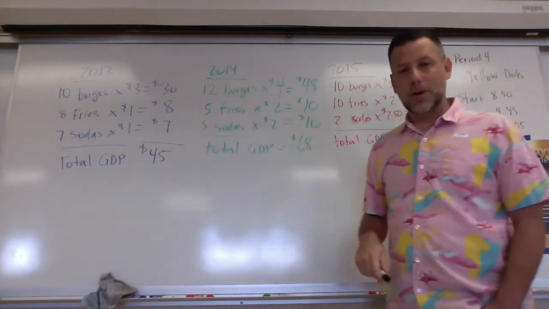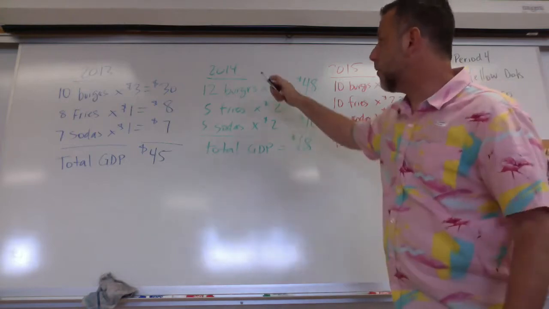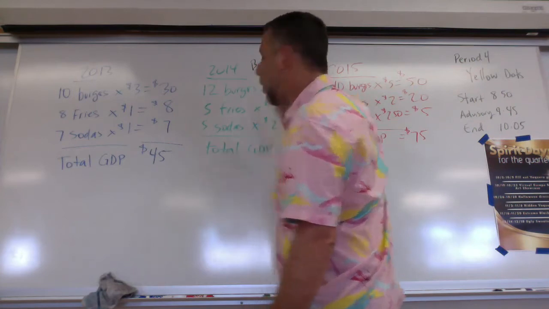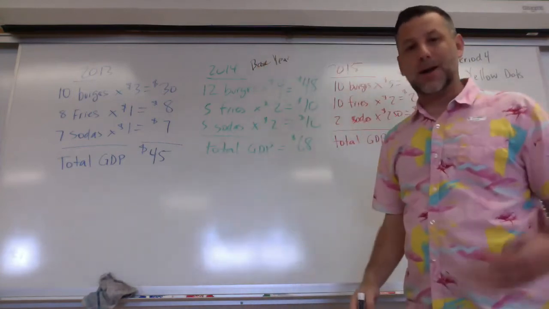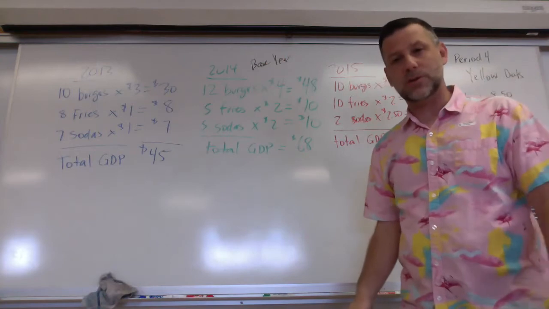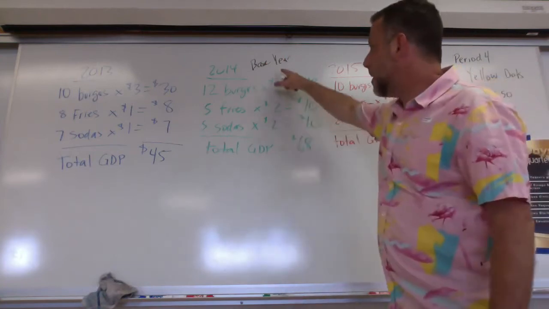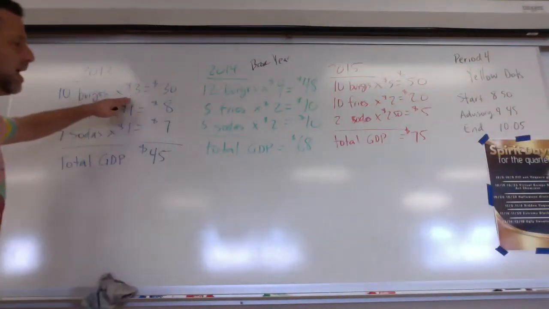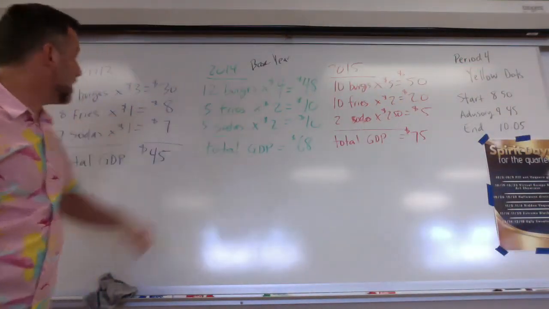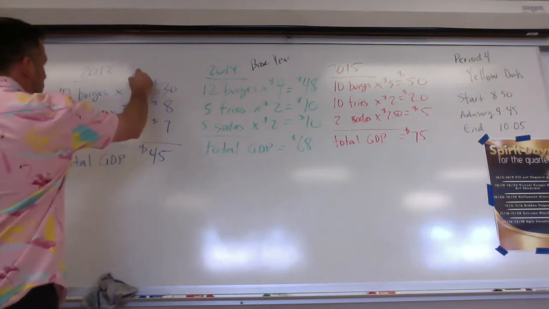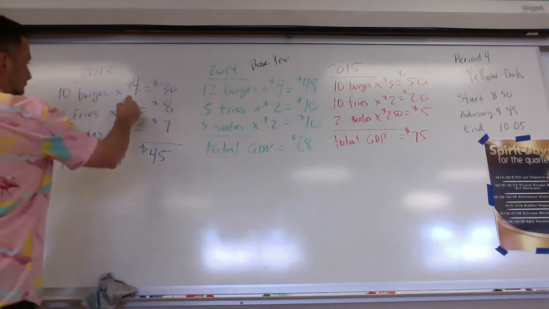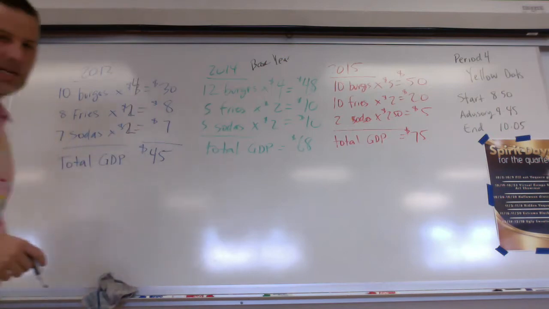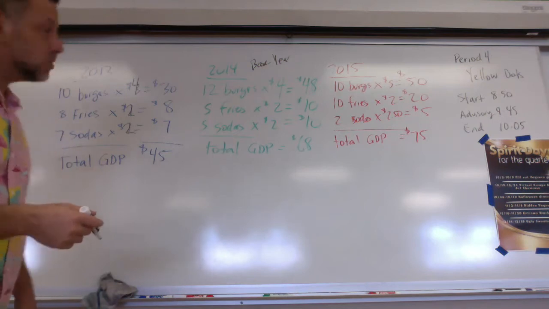So what we're going to do is pick a base year. And I'm going to make 2014 my base year. Why? Because I just picked it that way. On a question on a test, they'll tell you which year to assume as the base year. So this is my base year. So what I'm going to do is go back to 2013 and use my base year prices. So I'm going to plug in a 4 right here. I'm going to plug in a 2 for fries and a 2 for sodas. And then I'm going to recalculate my GDP based on those new prices.